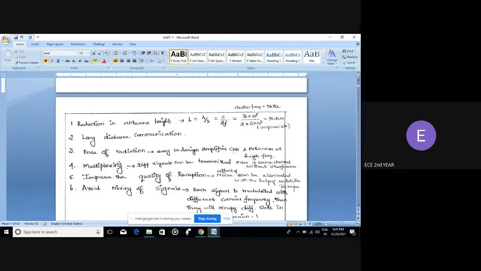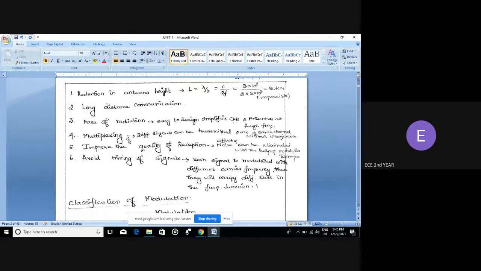The next thing is multiplexing. Multiplexing means different signals can be transmitted over the same channel without interference. Multiplexing means simply transmitting more than one signal in a channel. That is called multiplexing. Multiplexing means many inputs and a single output. That is the concept of a multiplexer.